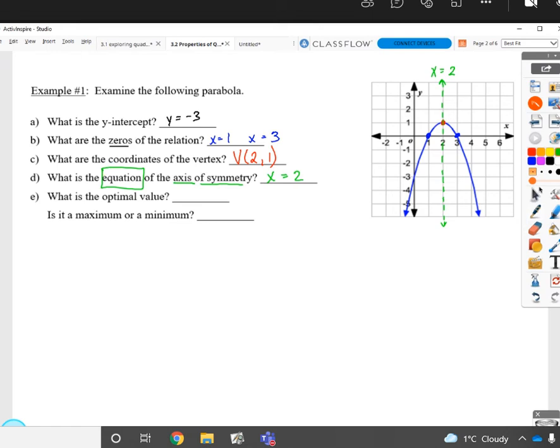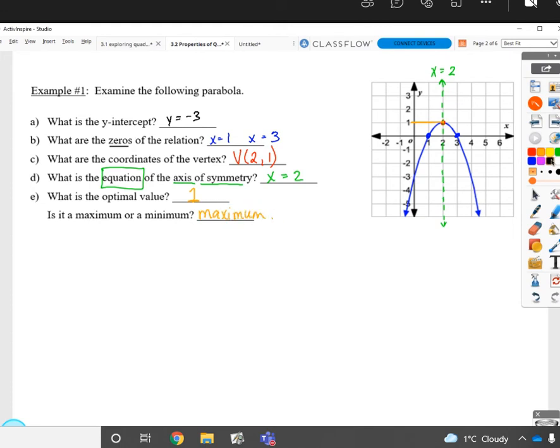What is the optimal value? This was a new one. Brand new. Yeah. It's +1. And you know that because you're like, well, where are we on the y-axis here? It's +1. Now, is this a maximum or a minimum? Maximum. You can just put max.